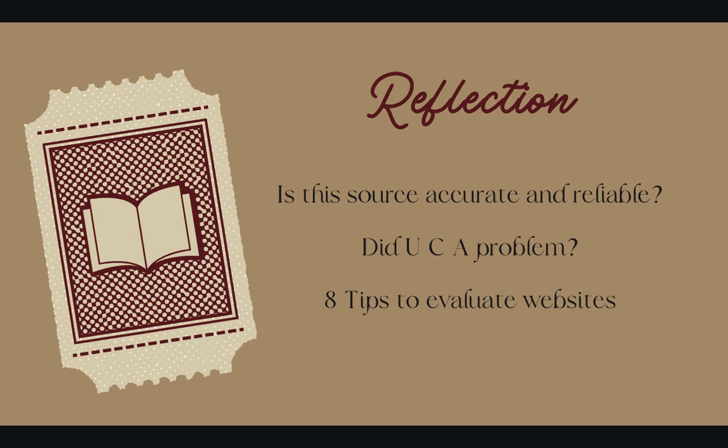And so, 3 reflections that I wanted students to be able to reflect upon and feel confident about. So, is this source accurate and reliable? Again, as the students go through it, I want them to have an answer for that question. I want them to be confident in it. Again, do you see a problem? So the U is for URL, the C is for the company, then the A is for the author. So is there a problem with either of those 3 things? And then lastly, remember the 8 tips to evaluate websites.